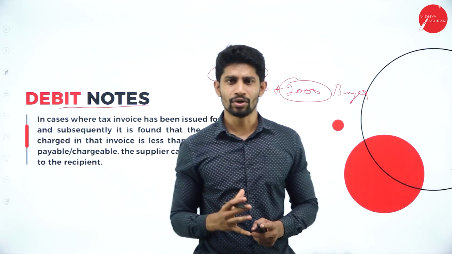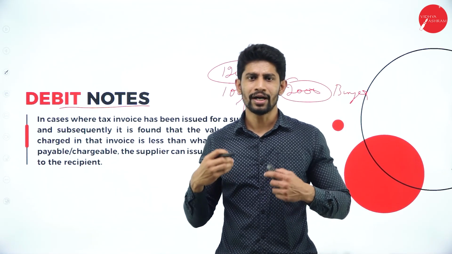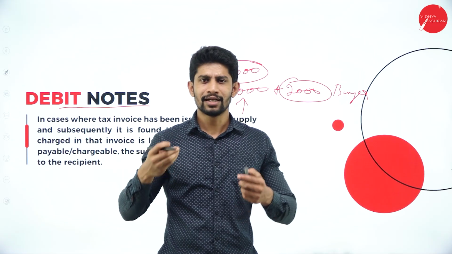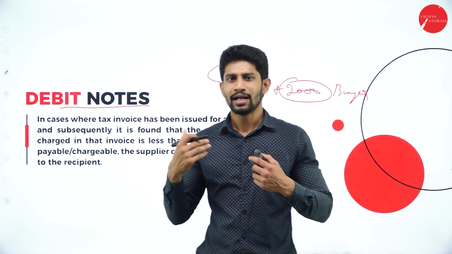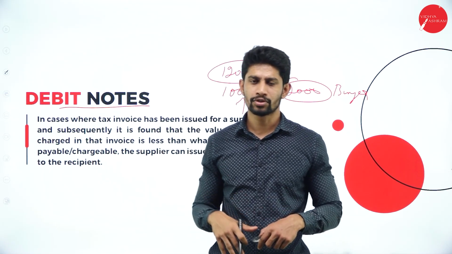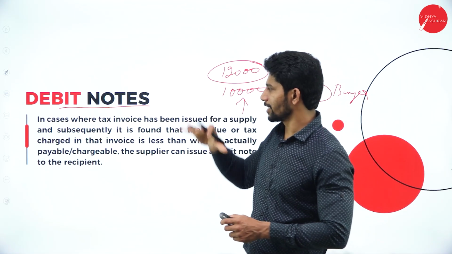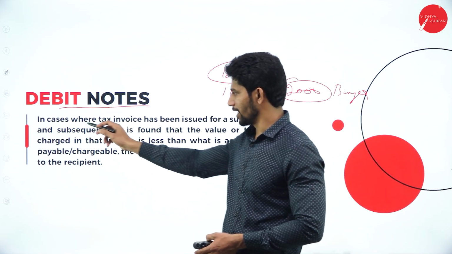So in a debit note, the supplier was supposed to charge a higher rate of tax or more value, but he charged less than what he was supposed to charge. That is why he raises the debit note to the customer.